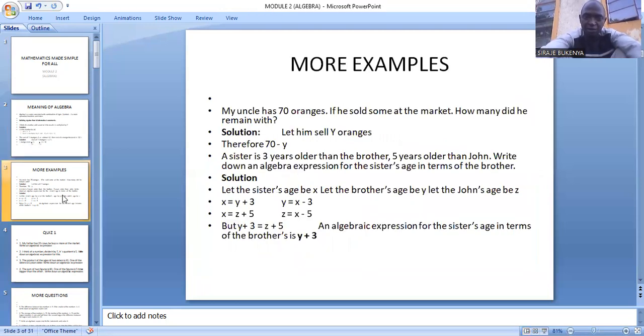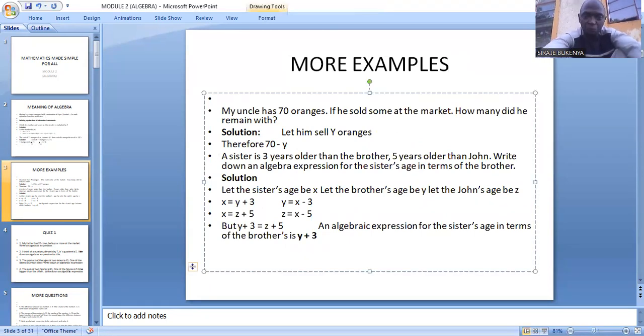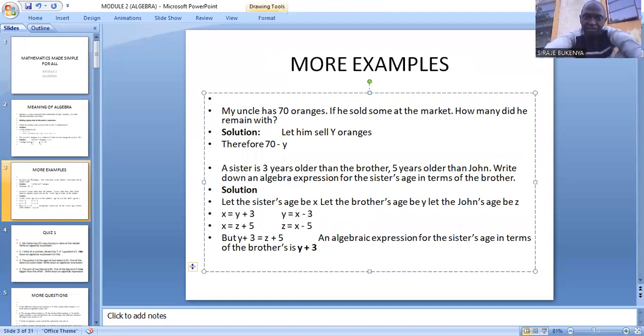My uncle has 70 oranges. If he sold some at the market, how many did he remain with? So in your solution, if you select the oranges, let him sell Y oranges, then you say the answer will be 70 minus Y. A sister is 3 years older than the brother.